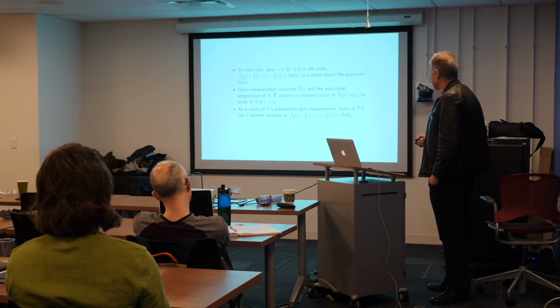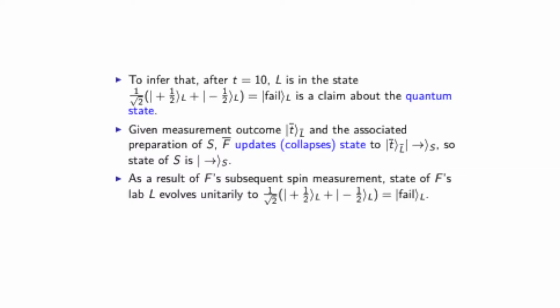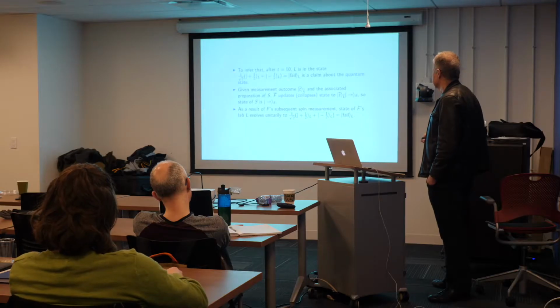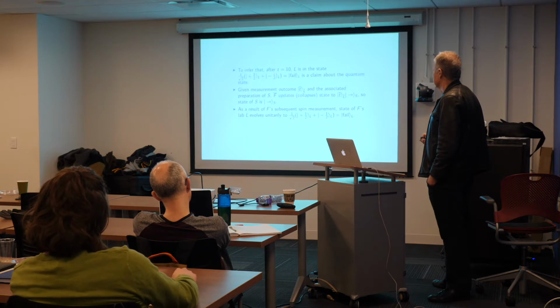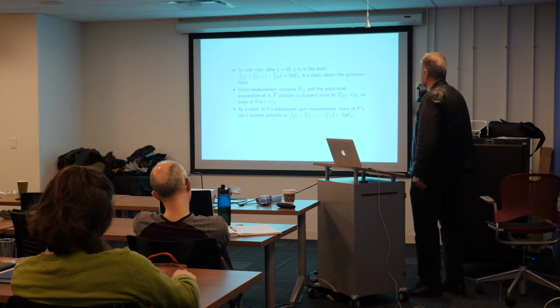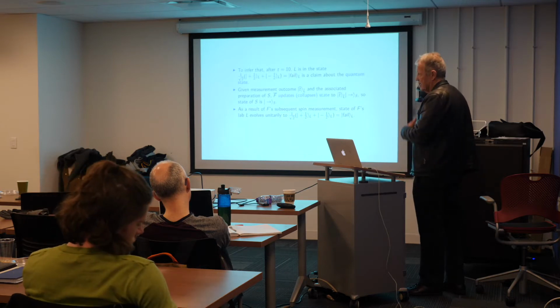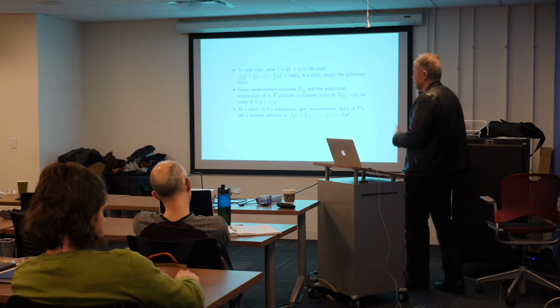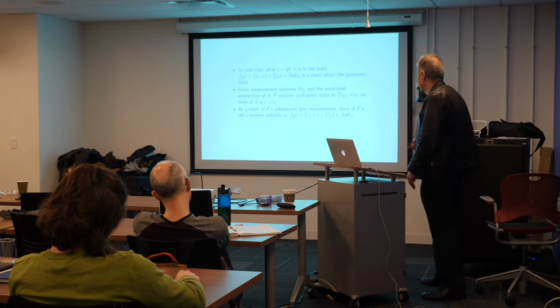So this inference that's in the paper seems to me problematic. To infer that after t equal 10, L is in the state this, plus half, plus minus half fail, is a claim about the quantum state, because that's what's done in the paper. You infer from the sequence of measurements that L must be in the state fail, and so then if Wigner measures, Wigner will get fail and not okay.